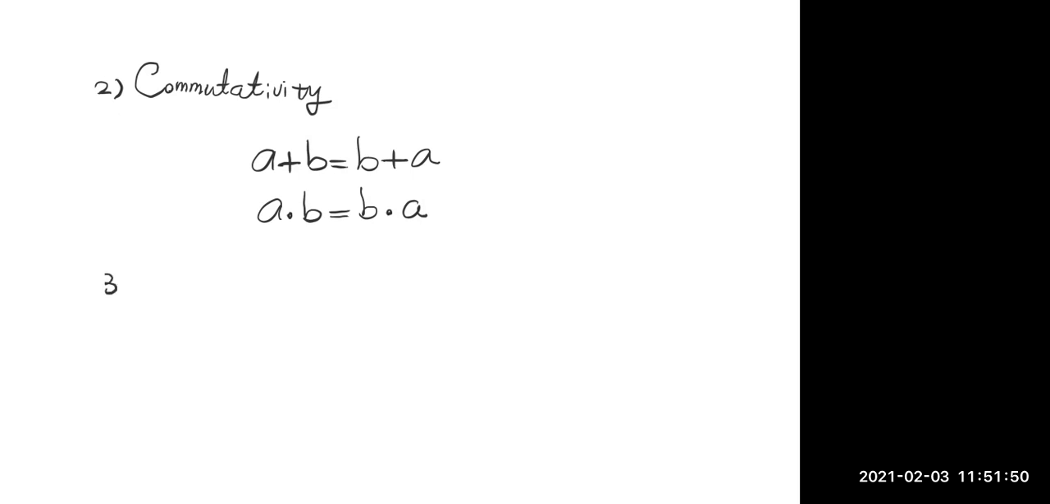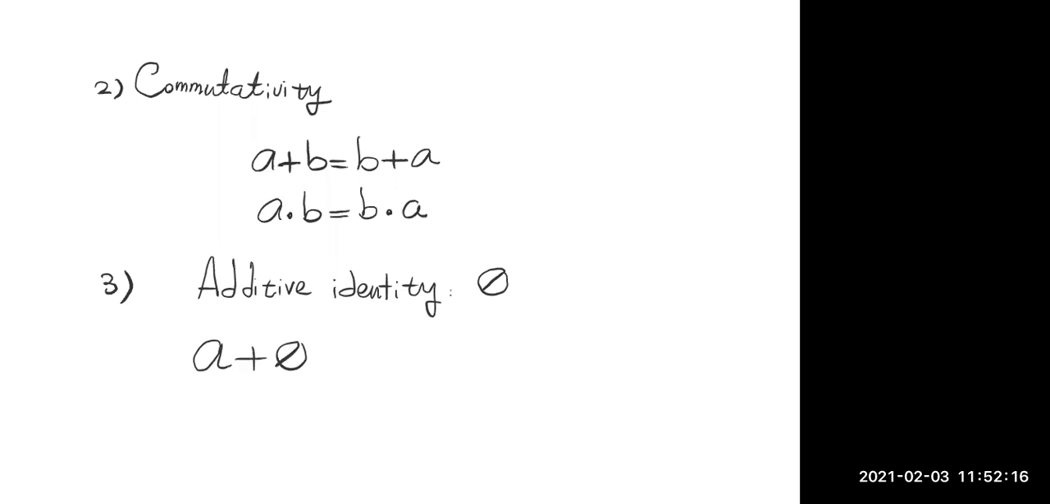The third one is that there are additive and multiplicative identities. So there is something called additive identity. What do I mean by that? There exists a number which, if you add it to any other number, doesn't change that number. And that number is actually 0. So any number plus 0 is equal to 0 plus that number, which is equal to that number itself. It doesn't change anything. And the same is correct for multiplication.